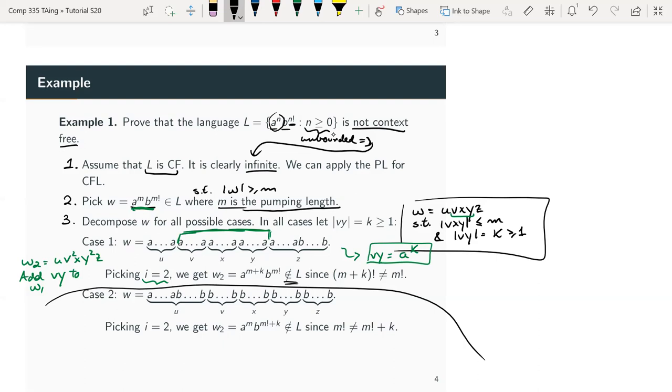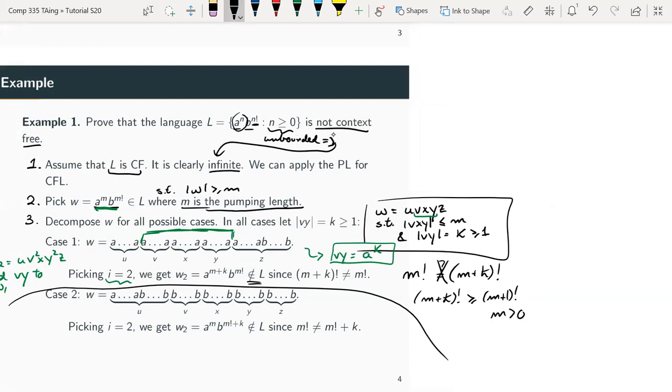What we're trying to check is whether the number of B's, M factorial, is equal to the factorial of the number of A's, in this case (M plus K) factorial. And in fact, you can see that this is not going to be true, because K is at least one and M is positive. So M plus K factorial is at least M plus 1 factorial, and for M strictly greater than 0, M plus 1 factorial is strictly greater than M factorial. So M plus K factorial is not equal to M factorial.